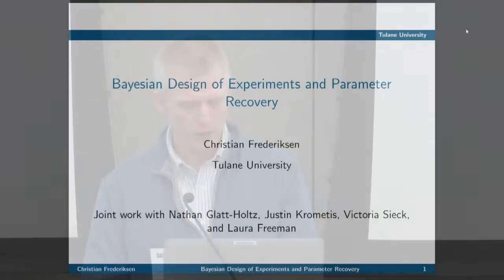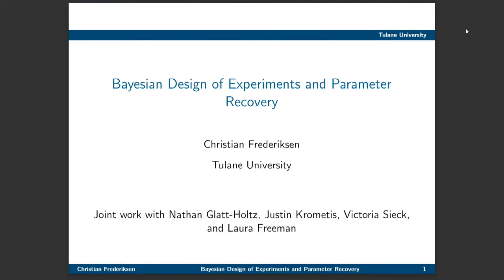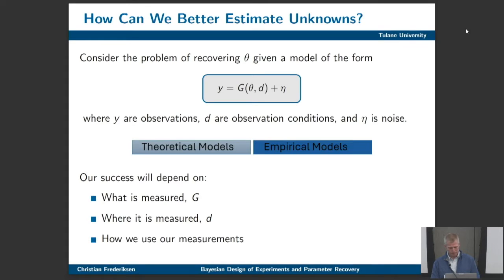So today I'm going to talk about Bayesian design of experiments and parameter recovery. The Bayesian design of experiments is stuff I did last summer at the Virginia Tech National Security Institute, and the Bayesian parameter recovery is sort of the topic of my thesis. This is joint work with Nathan Glatt-Holtz, Justin Krometis, Victoria Sieck, and Laura Freeman.